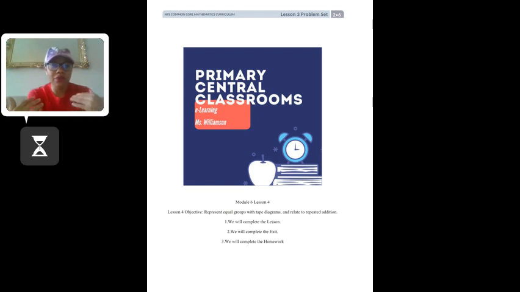Today we're going to be learning how to represent equal groups with tape diagrams and relate them to repeated addition. So we're going to be using our tape diagrams today and do the repeated addition that we learned all last week. First, we're going to do our lesson, then we're going to do our exit ticket, and then we're going to do our homework. So right now, maybe the only thing you might want to grab is a pencil and a piece of paper, and I'm going to give you some time to do that, and then we're going to jump right in, okay?